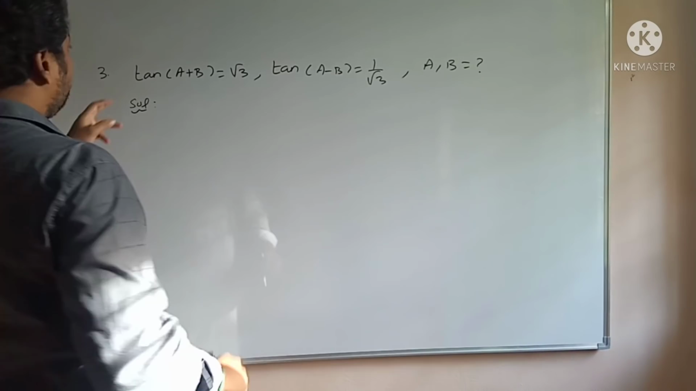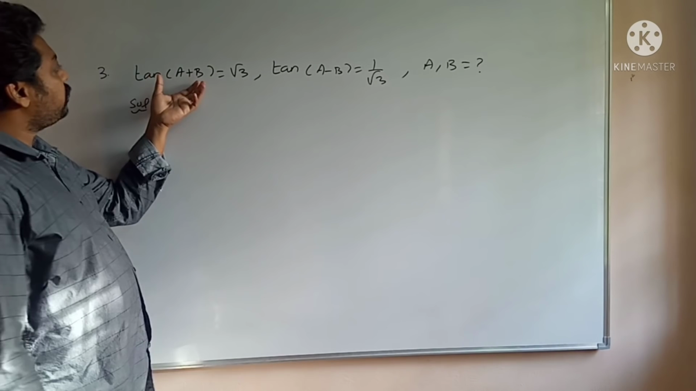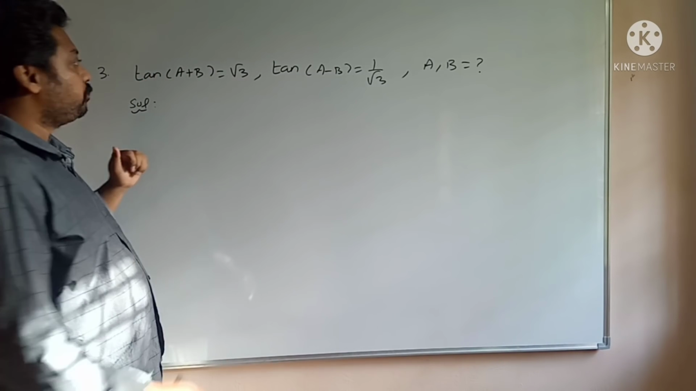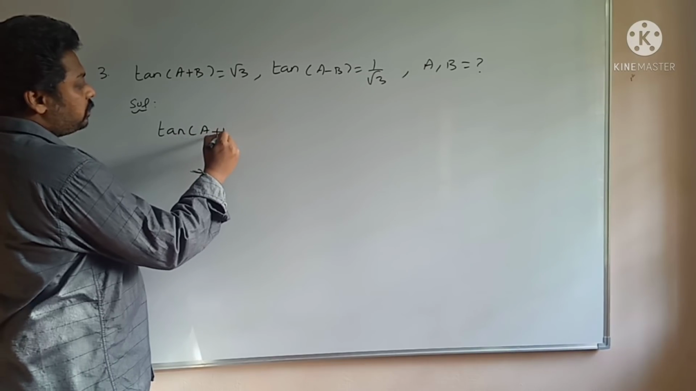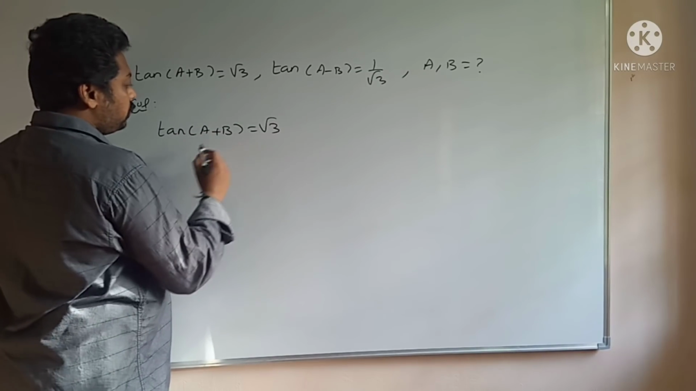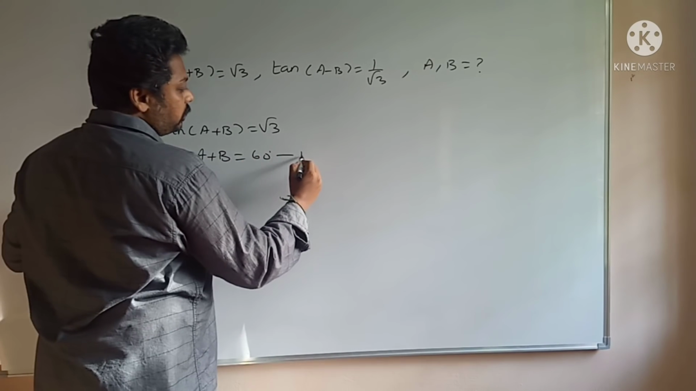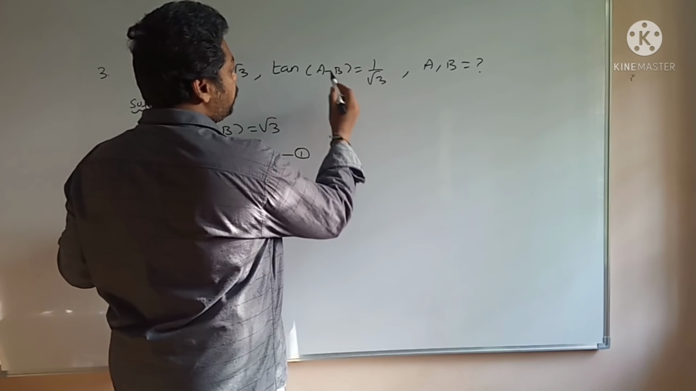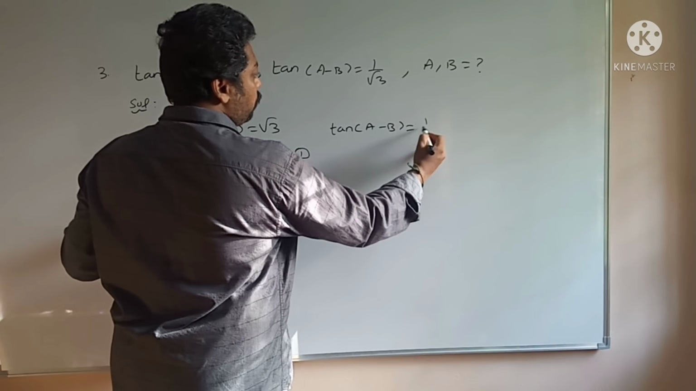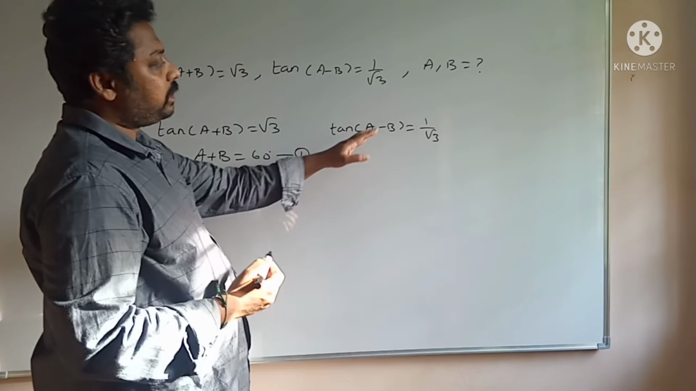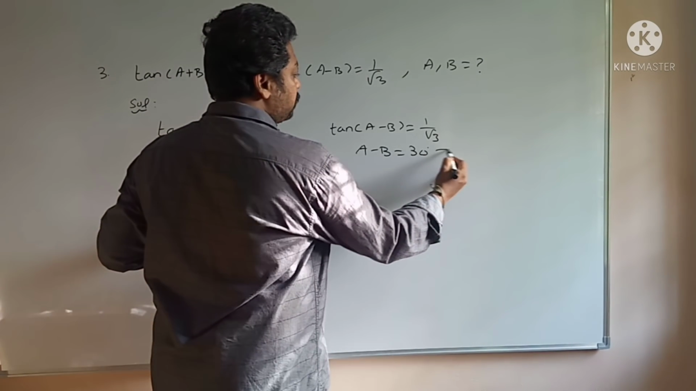tan 60. Coming to the third derivative, tan of a plus b is root 3. So for which angle tan is root 3? Okay, so tan 60, right? So tan of a plus b is root 3, therefore a plus b is 60 degree. Okay, so let it be equation 1. So here tan of a minus b is equal to 1 by root 3. So which angle tan is 1 by root 3? 30 degree, right? So a minus b is 30 degree.